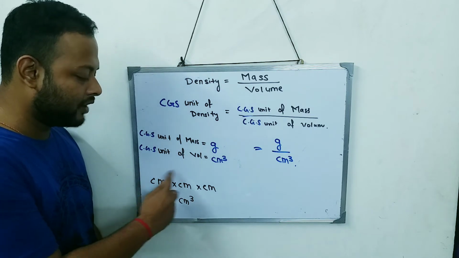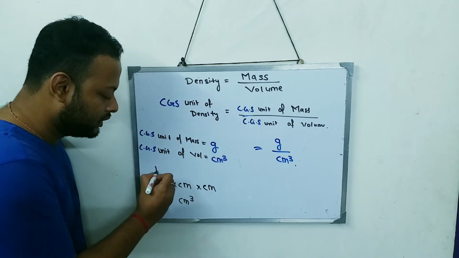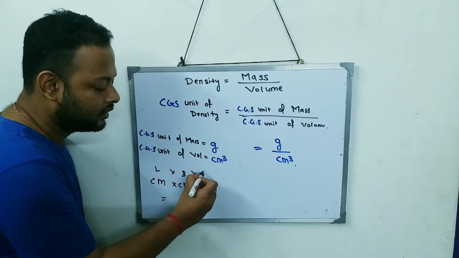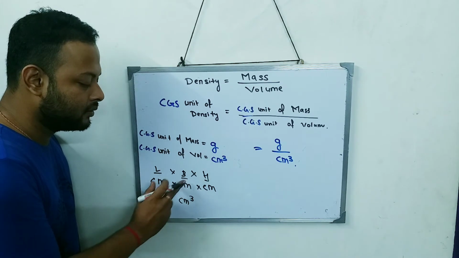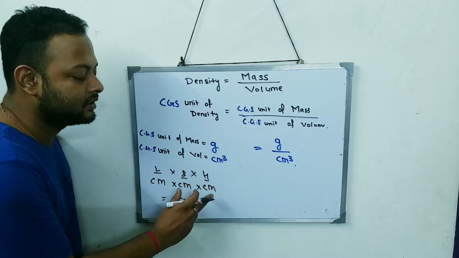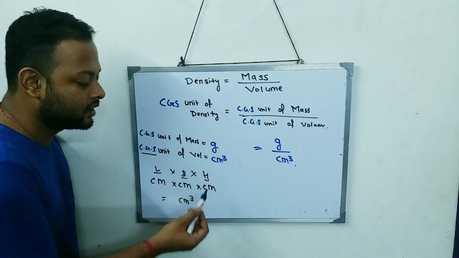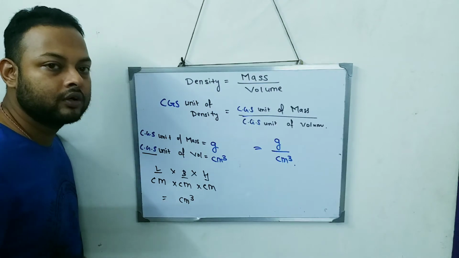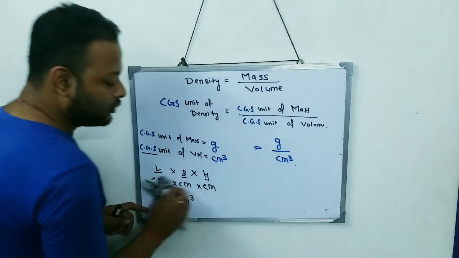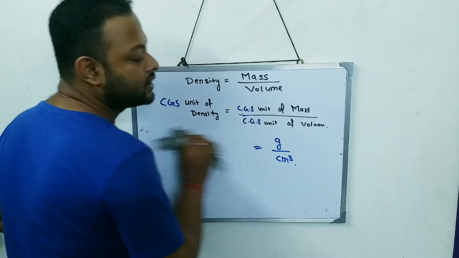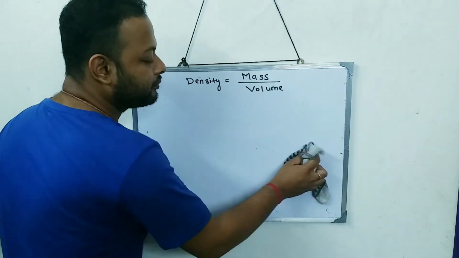If you have a problem over here, it is very easy. Normally the formula is length into breadth into height. Length CGS unit is centimeter, breadth CGS unit is centimeter, height CGS unit is centimeter, because we are talking about CGS unit. So centimeter, centimeter, centimeter gives you centimeter cube. I hope you understood this part. Now what I told you, I have to build a relationship between them. Now how to build a relationship?